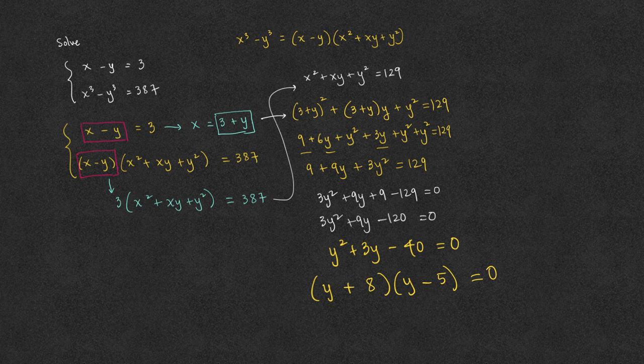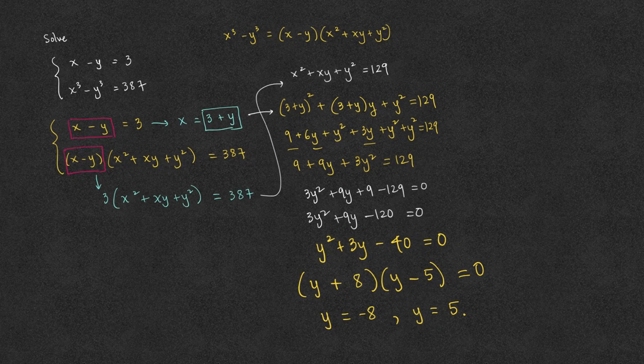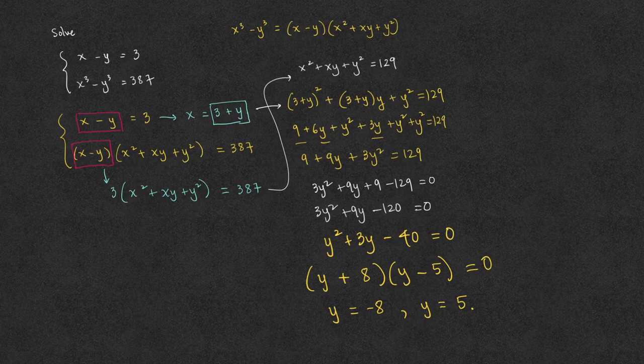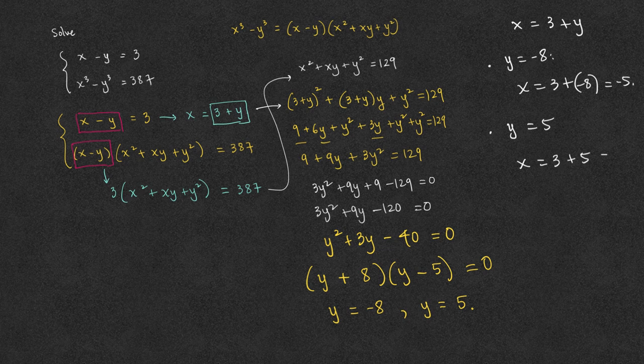This is the zero product, so we see that y plus 8 equals 0, or y equals negative 8, or y minus 5 equals 0, or y equals 5. With each of these y, we have a corresponding x. Remember that x equals 3 plus y. So if y equals negative 8, then x equals 3 plus negative 8, which is negative 5. If y equals 5, then x equals 3 plus 5, or 8.